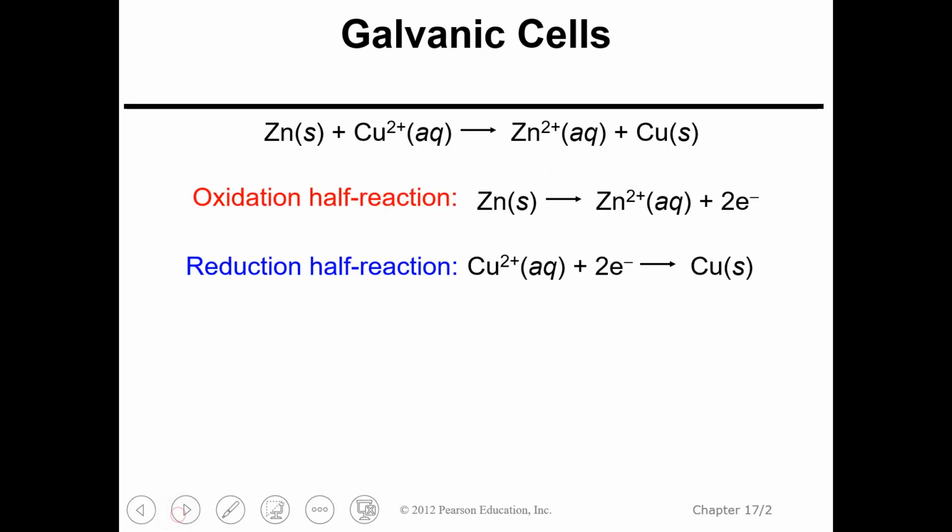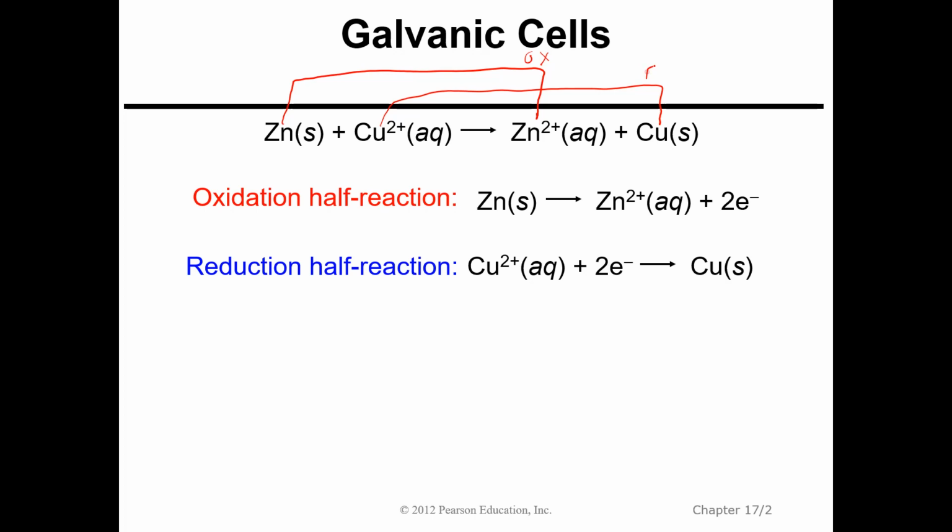So let's take a look at some galvanic cells here. We've talked about redox reactions in the past. If we look at this reaction, we can see that zinc goes from being neutral to being 2 positive, which would be an oxidation reaction. And copper goes from 2 positive to neutral, which means it gained electrons, so that would be a reduction reaction.